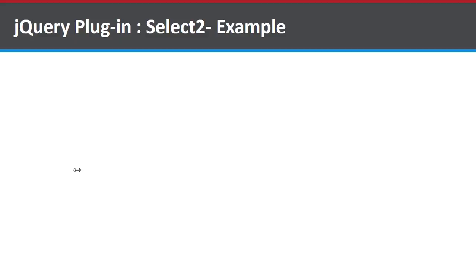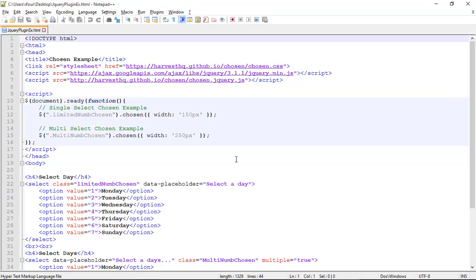Now jQuery plugin Select2 example. Let me show you an example for Chosen as well as Select2. I already created a demo example for Chosen, that is single select Chosen example and multi-select Chosen example. In head tag you can see that I just referred a link to harvesthq GitHub for Chosen CSS, jQuery min.js for supporting jQuery, and Chosen jQuery. Chosen jQuery is nothing but the Chosen plugin. You can say that this will behave as a plugin.